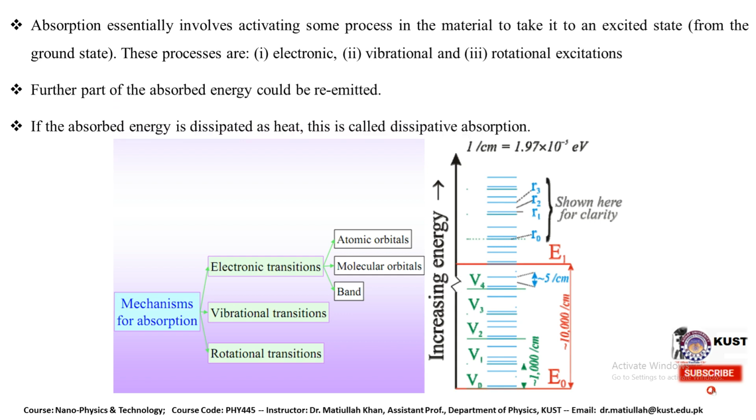When the energy is absorbed, the atom, molecule, or solid cannot remain in its excited state for a long time, so the energy must be re-emitted. In some cases the energy is re-emitted, but in some cases the absorbed energy is dissipated in the form of heat, and such absorption is called dissipative absorption. The energy is converted into another form of energy, that is heat. So it is called dissipative absorption.